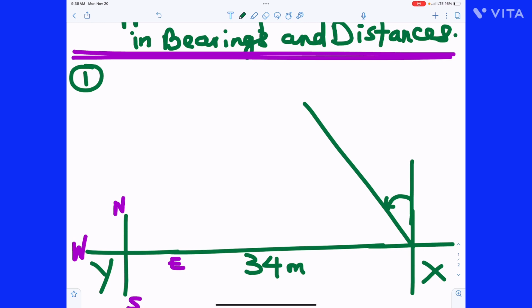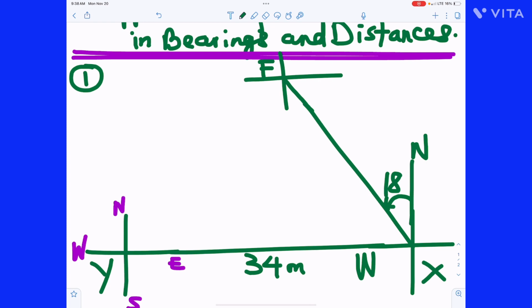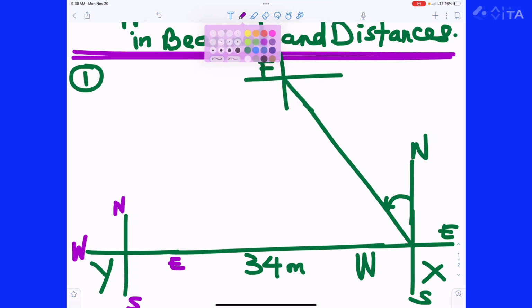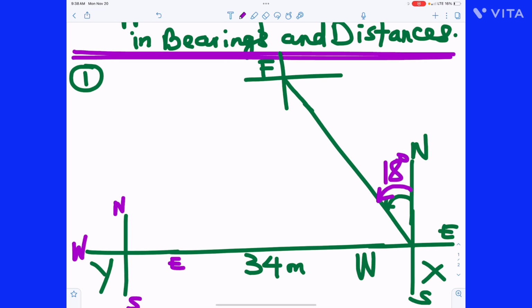Can you see that? A flagpole. Let's represent the flagpole by letter F. The flagpole is on a bearing of north 18 degrees. This is the north of X, this is the west of X, and this is the east of X here and south of X here. It says the flagpole is 18 degrees west of X, so from north of X towards west, we're to measure 18 degrees. It is on that axis that the flagpole is located. Can you see that clearly?